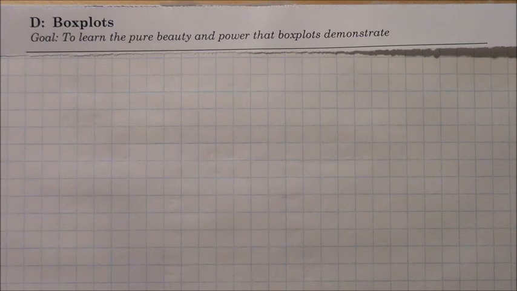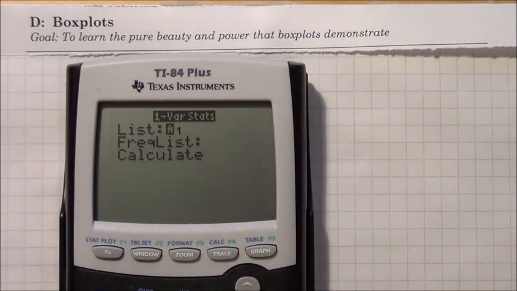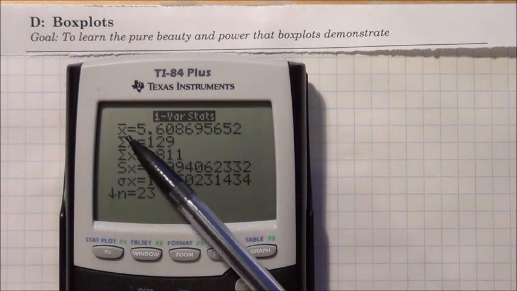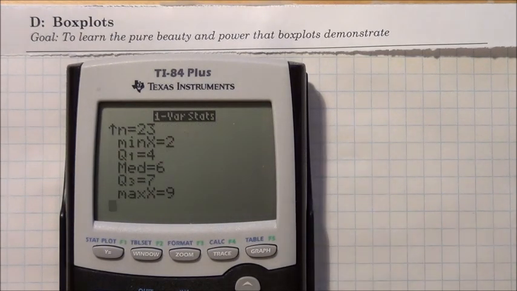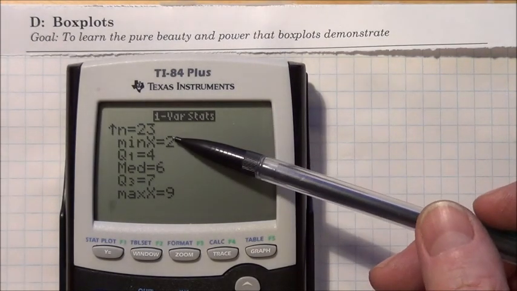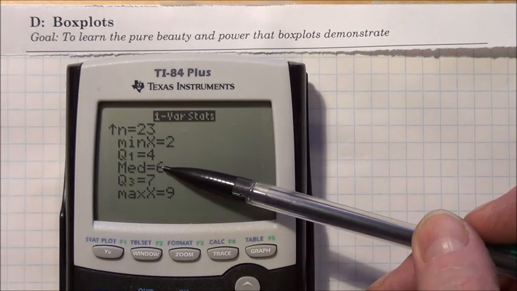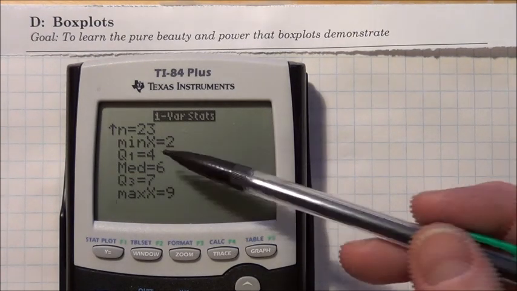And that 5-number summary is what we saw yesterday when we were looking at the one variable statistics, when we were looking at our list 1, and we saw the X bar, the mean, etc. So the 5-number summary shows us the minimum value, the maximum value, the lower quartile, the upper quartile, and the median. And the box and whisker plot, or the box plot, shows this visually.